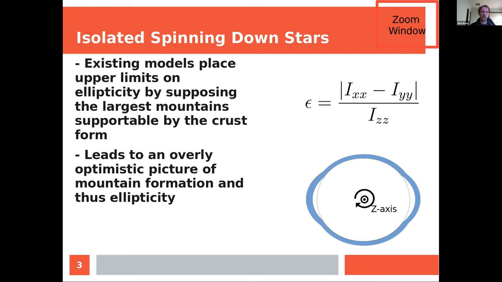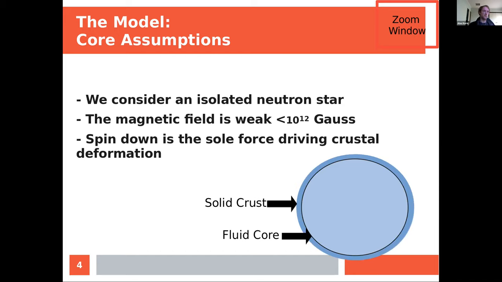It's unlikely that mountains will form in such an arrangement as to maximize ellipticity. And it's not guaranteed that they will approach that limit in the first place, in the isolated case. So that leads us to attempt to create a more realistic model.